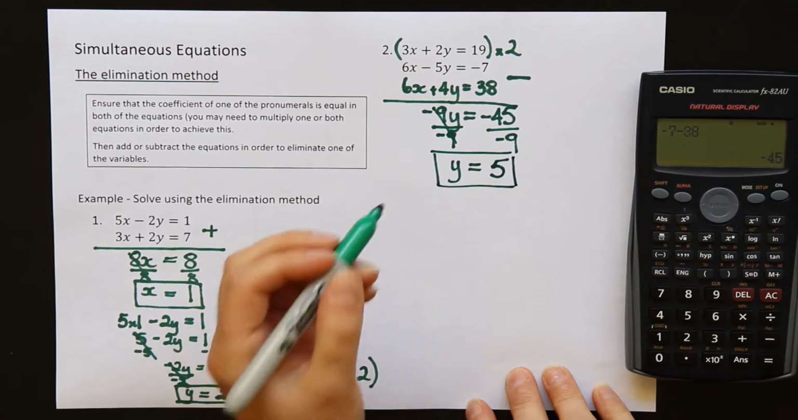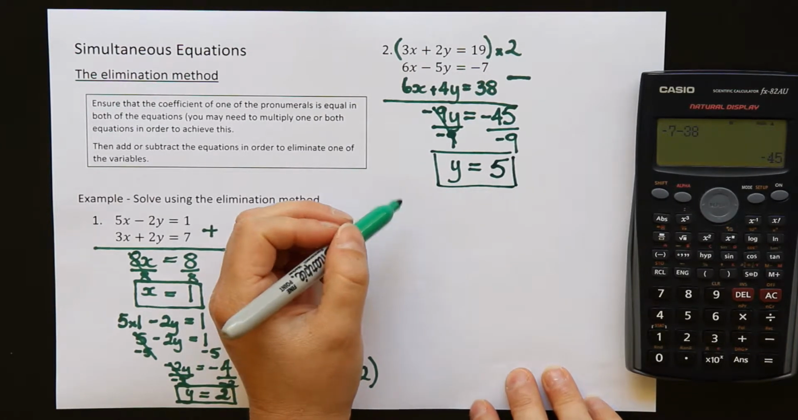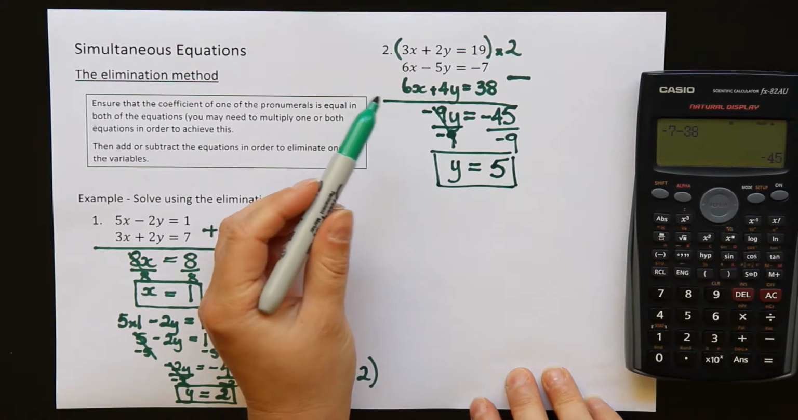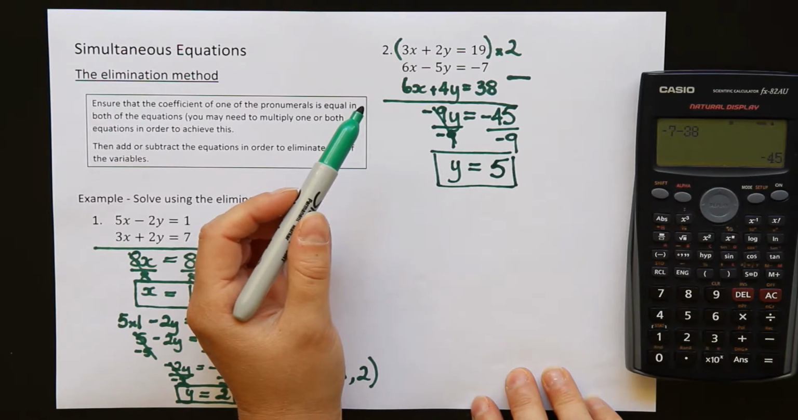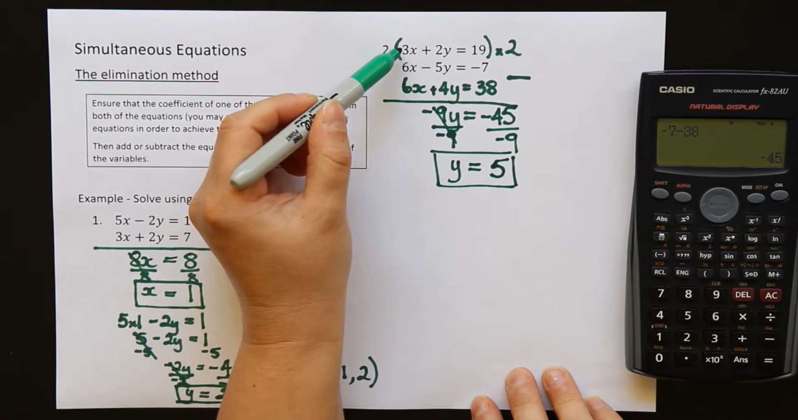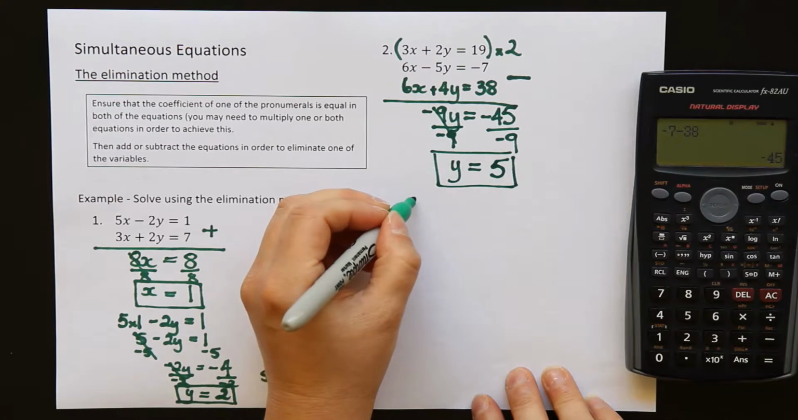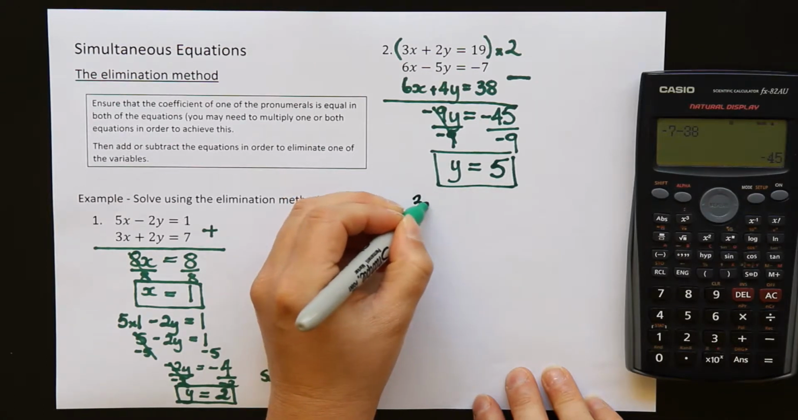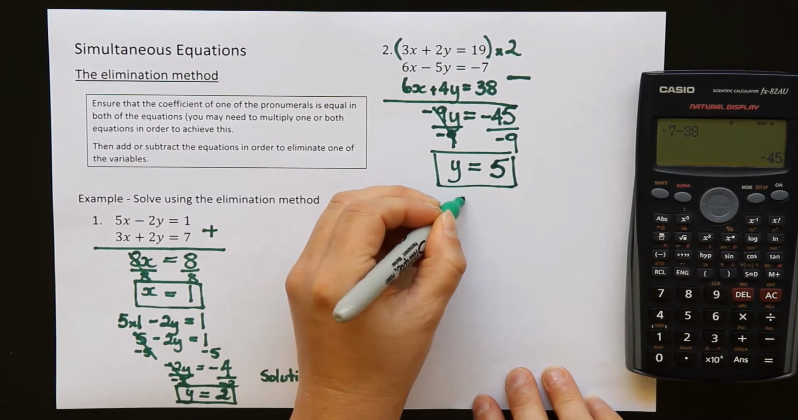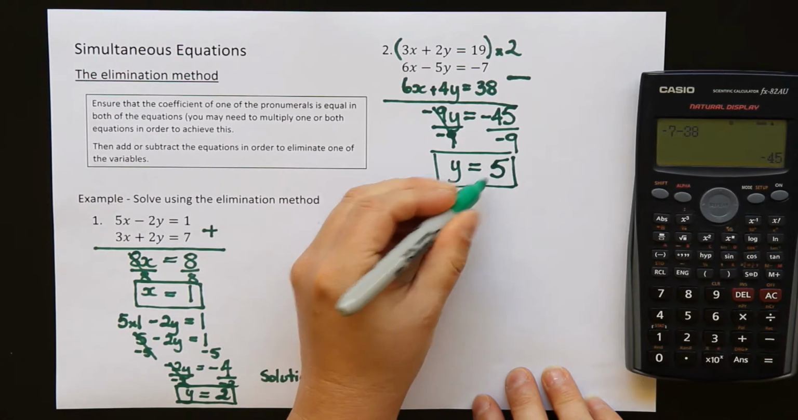Okay, I still need to find out what x is equal to. So let's substitute back into one of my equations. It does not matter which one. We can even substitute back into this first one. Let's choose that one. So 3x plus 2y. Instead of y, I'm putting the 5 in.